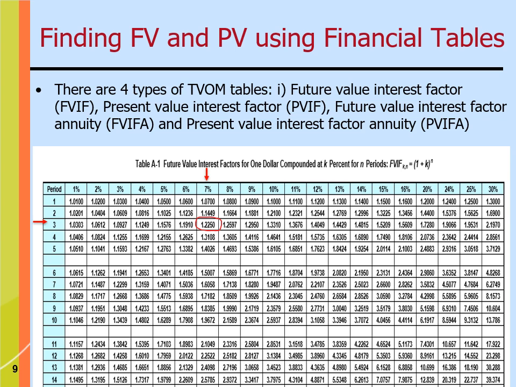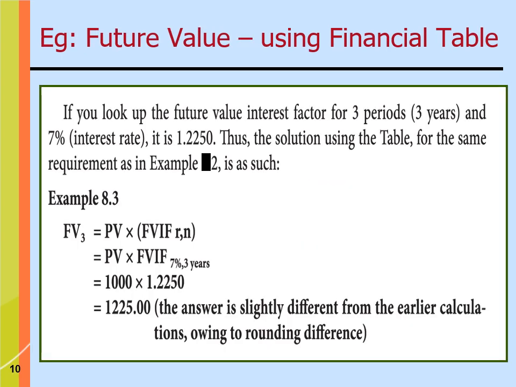Like what I have shown here is the future value factor of 1.2250 from the future value interest factor table for the previous example 2. In example 2, you have single cash flow of 1000 ringgit to be multiplied with the factor from period 3 and 7% rate. So, your answer will be similar with the one calculated using compounding formula.